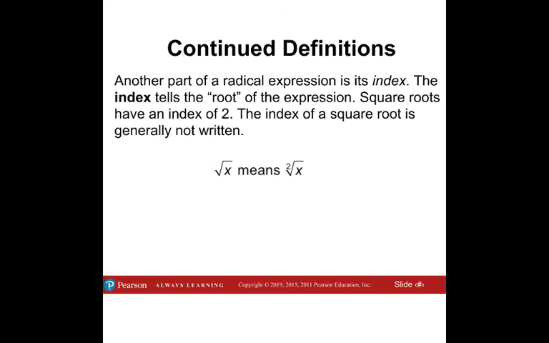Another part of the radical expression is the index. It tells the root of the expression. Square roots have an index of 2. So when we write the square root of x, this means the square root with index 2, but we typically don't write the 2. But there could be a cube root or fourth root and so on.